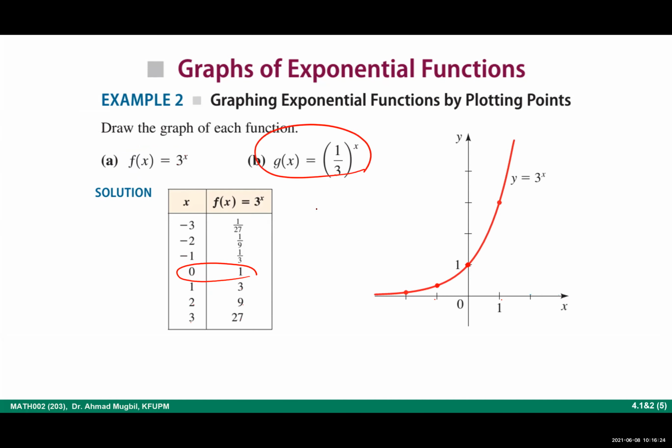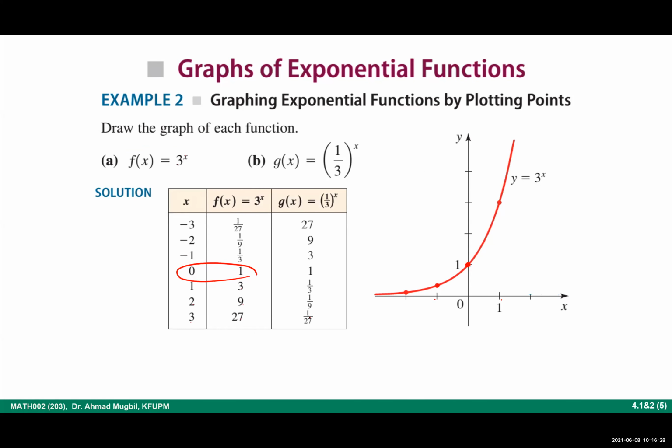What about this function? Similarly, you will sketch it, let's do plotting. It will be the opposite. Look, when x is 0, it will be 1, the same. But when x is 1, it will be a third; when x is 2, 1 over 9. These values here will come here, and these values here will go there. So now plot the points. At 1, it will be a third. At 0, it will be 1. At 2, it will be 1 over 9. So it will be like this. So this is the graph.